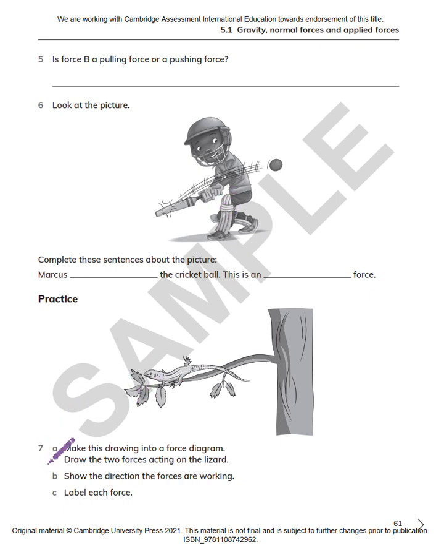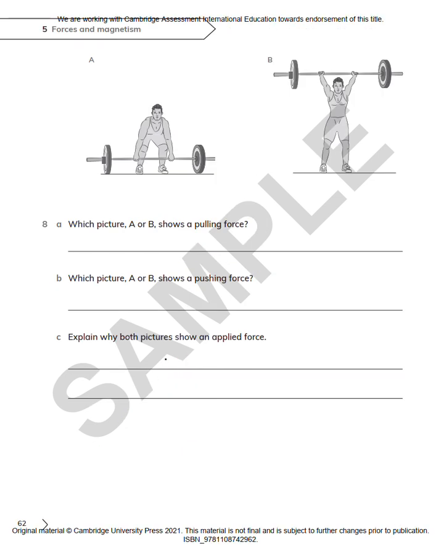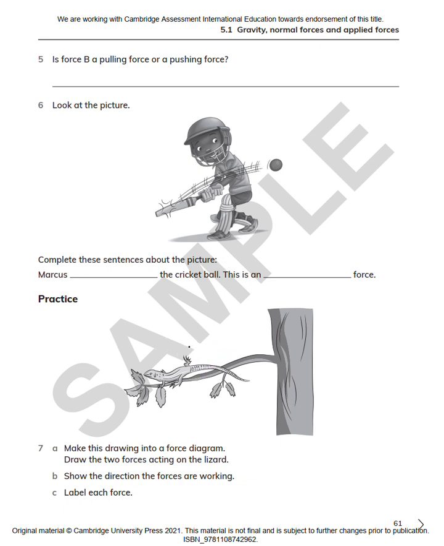Question 7. Make this drawing into a force diagram. Draw two forces acting on the lizard. Show the direction the forces are working. Label each force. So there are two forces acting on the lizard. The first one is pushing down, and it is gravity. And the other force is pushing upwards against the lizard. Against gravity, which is the normal force.